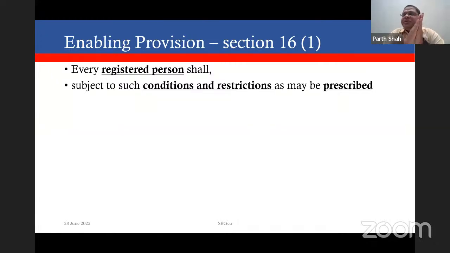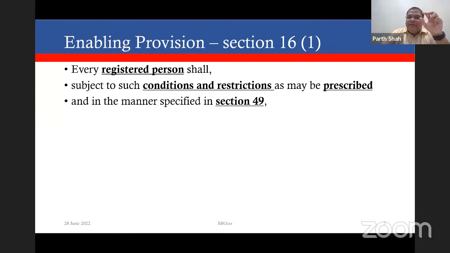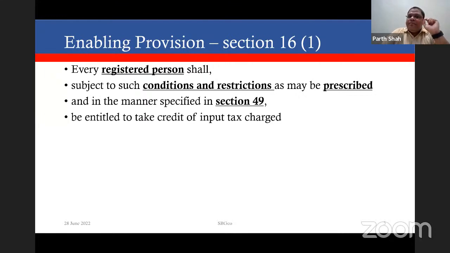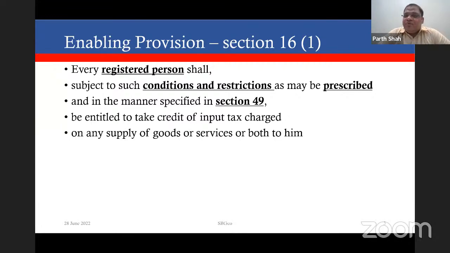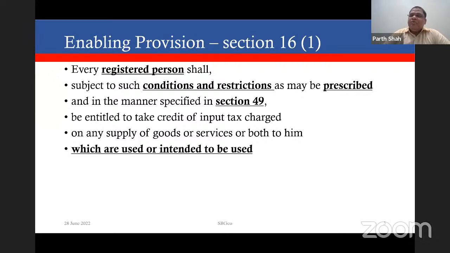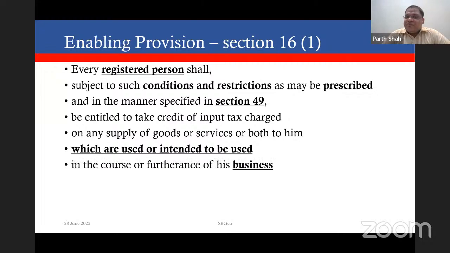So there are certain conditions, certain restrictions which will be prescribed under the rules or notification. Be entitled, and in the manner specified in section 16, be entitled to take credit of input tax charged on any supply of goods or services or both which are used or intended to be used in the course or furtherance of his business.